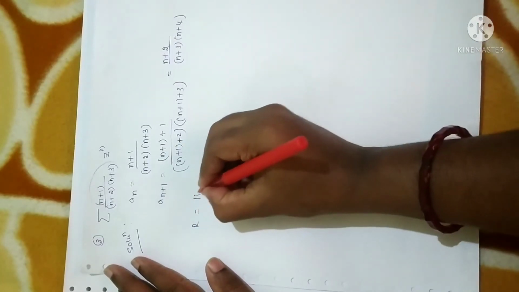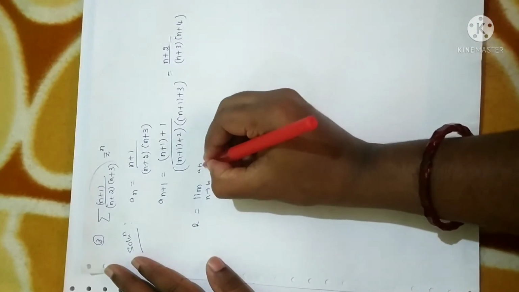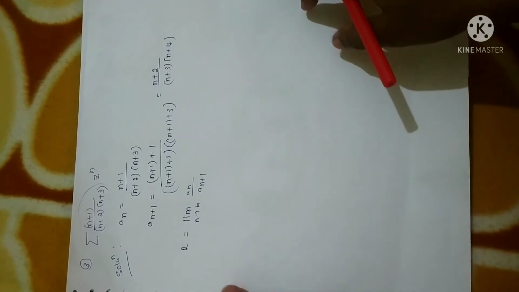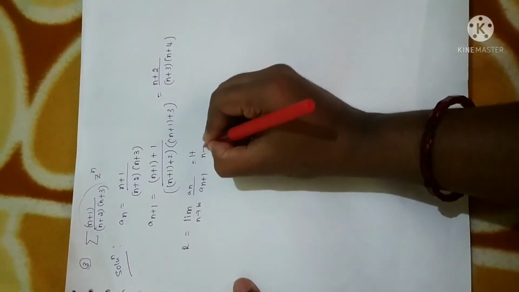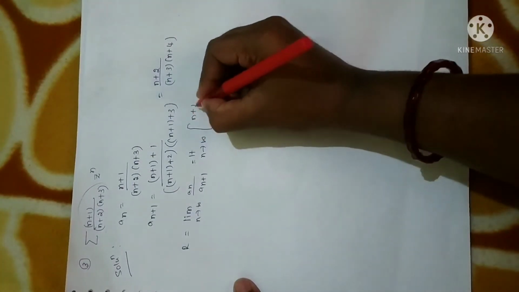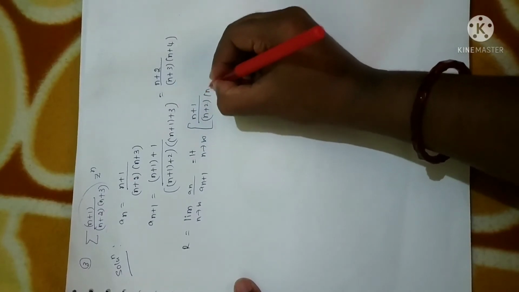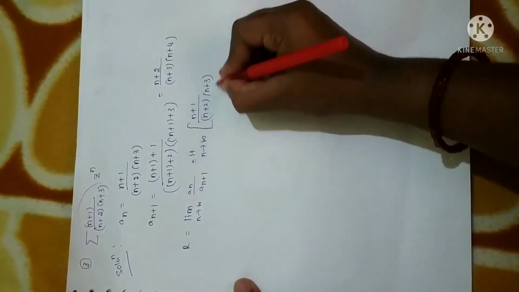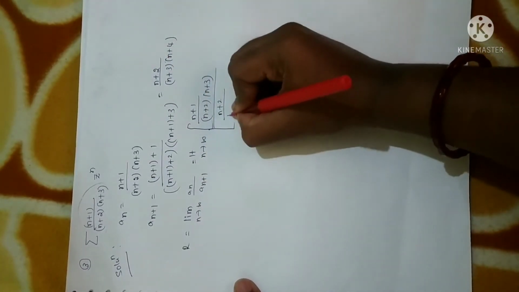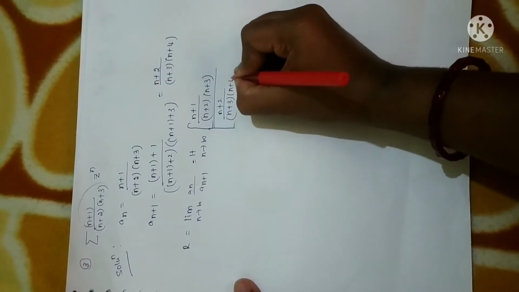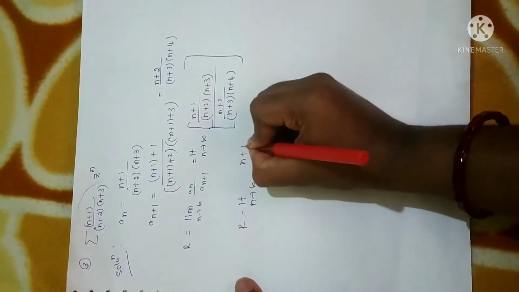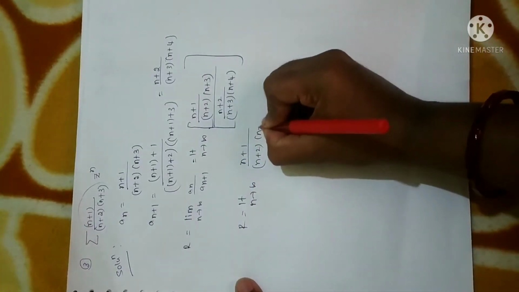You have to write the formula. It is given by limit n tending to infinity a n divided by a n plus 1. I am repeating once again, I am not sending the notes of the same material. You have to solve the problems by looking at the video. So limit n tending to infinity, a n value is n plus 1 divided by n plus 2 into n plus 3, divided by a n plus 1, which is n plus 2 divided by n plus 3 into n plus 4. So when you shift the term, you will get limit n tending to infinity n plus 1 divided by n plus 2 into n plus 3.